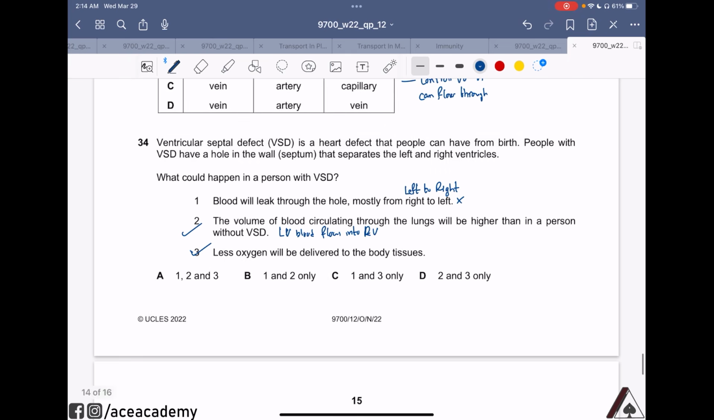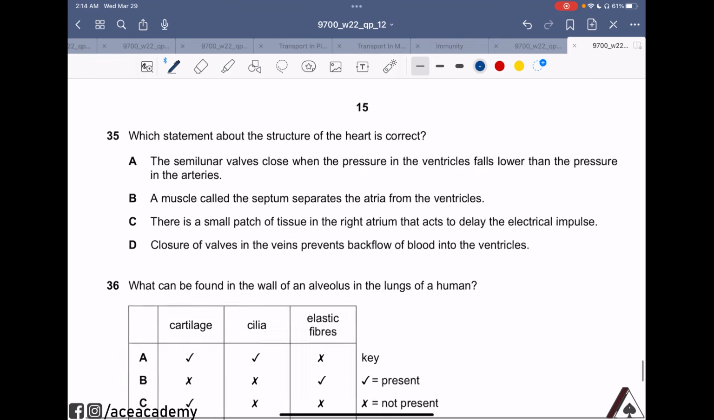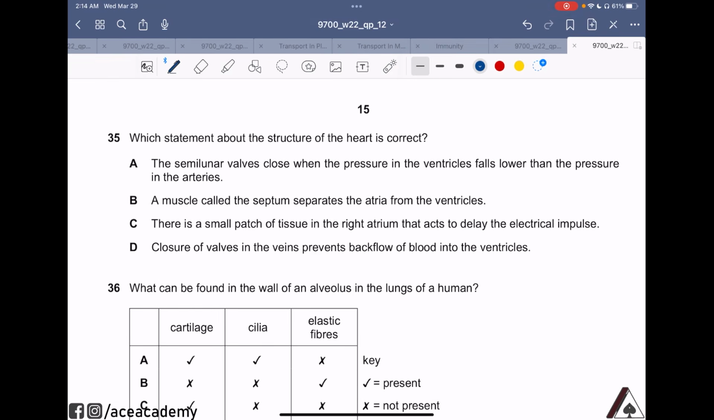So 2 and 3 is correct, which is D. Number 35. Which statement about the structure of the heart is correct? Semilunar valves close when the pressure in the ventricles falls lower than the pressure in the arteries. Yes, if the pressure in the ventricles is lower than the pressure in the arteries, then to prevent backflow of blood, the semilunar valves close so that blood moves in only one direction, and that is away from the heart.